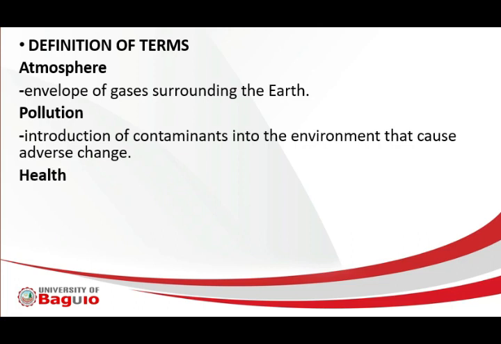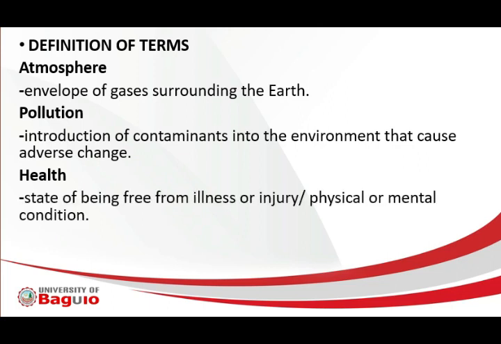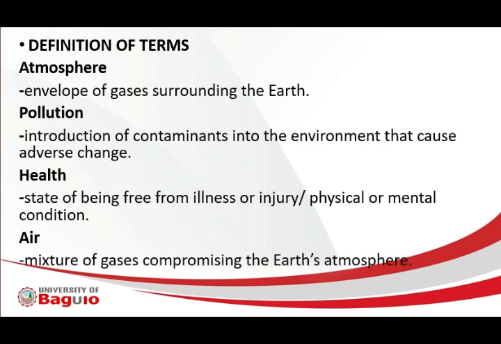We also need to know what health is all about. Health is defined as a state of being free from illness, injury, or physical or mental condition. Our keyword is a state of being free from those different kinds of illnesses, injuries, and physical or mental conditions. And the last one, we need to go back to the definition of air. Air is defined as the mixture of gases comprising the Earth's atmosphere. Later, as I present the quick review on the layers of the atmosphere, let's look at those different kinds of gases commonly present in the air.